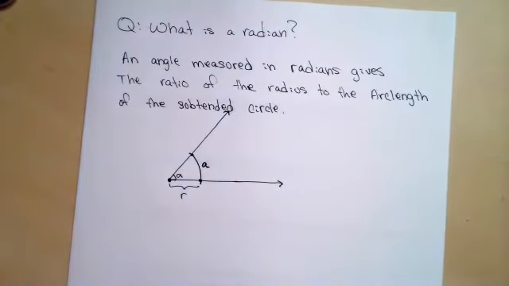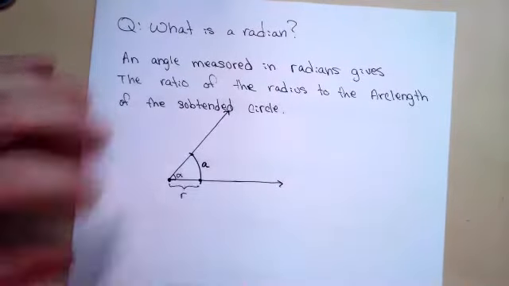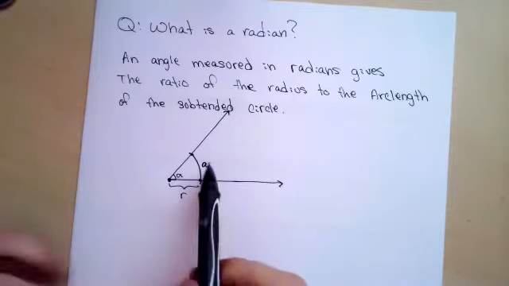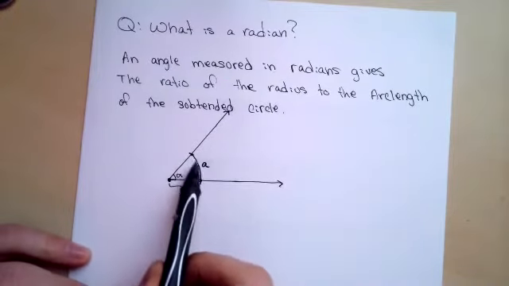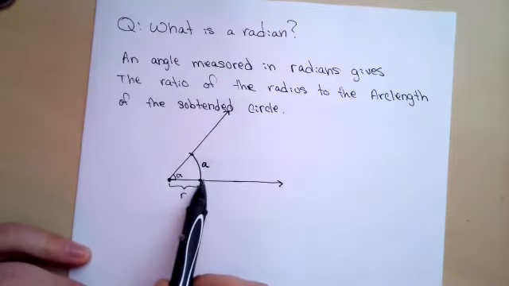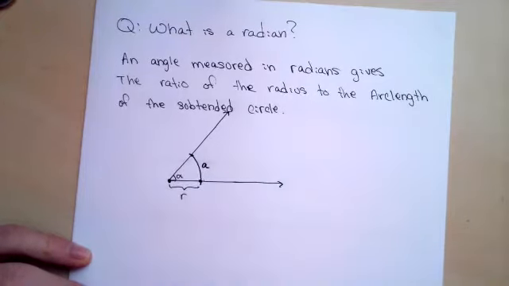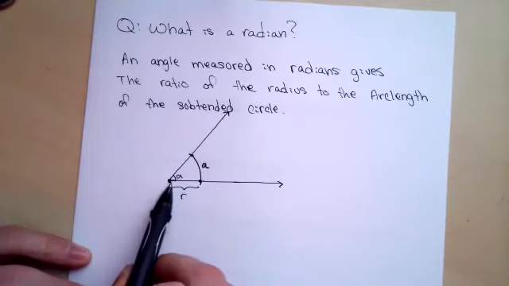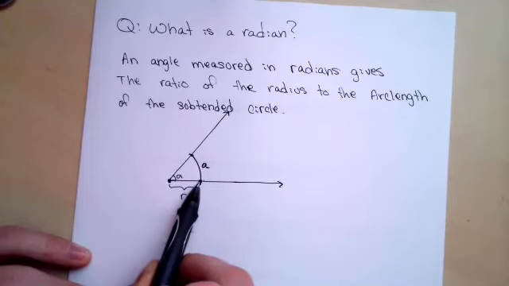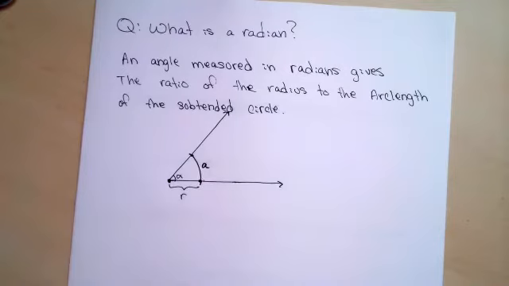So when we measure this angle in radians, really what we are doing, we are simply saying that the ratio of this arc length, if I were to walk along this arc and measure that distance, and then divide that by the radius, we would get a ratio, and that ratio is the angle measurement.